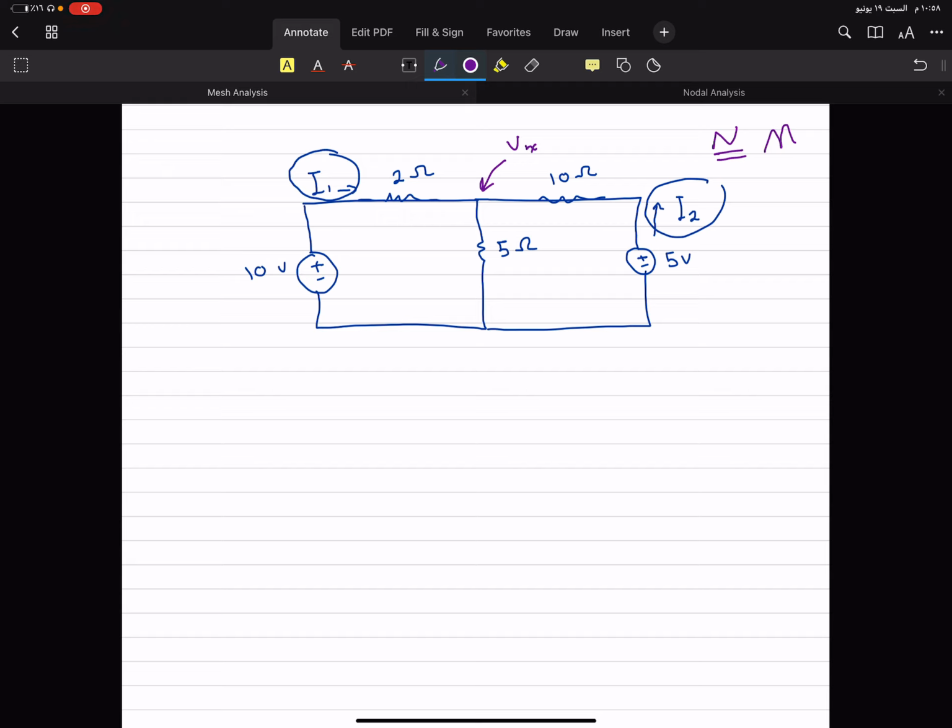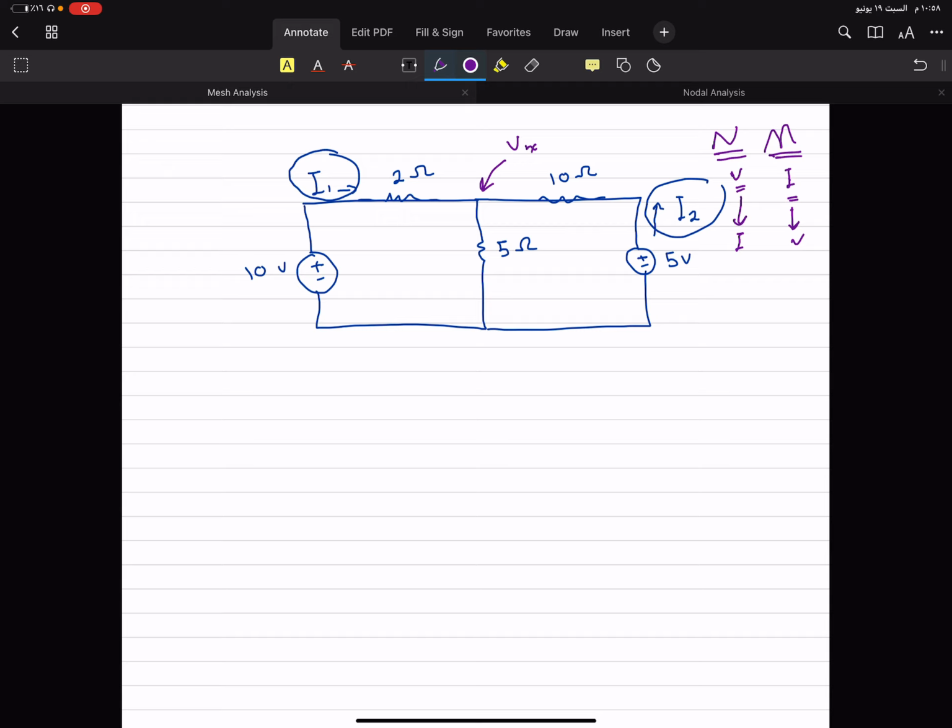If you use nodal analysis, that means you are solving for voltage, nodal voltages. Of course, from that voltage, you can find the current. But first, you have to find the voltage. But if you use the mesh analysis, it means you are solving for current. From this current, you can find the voltage.